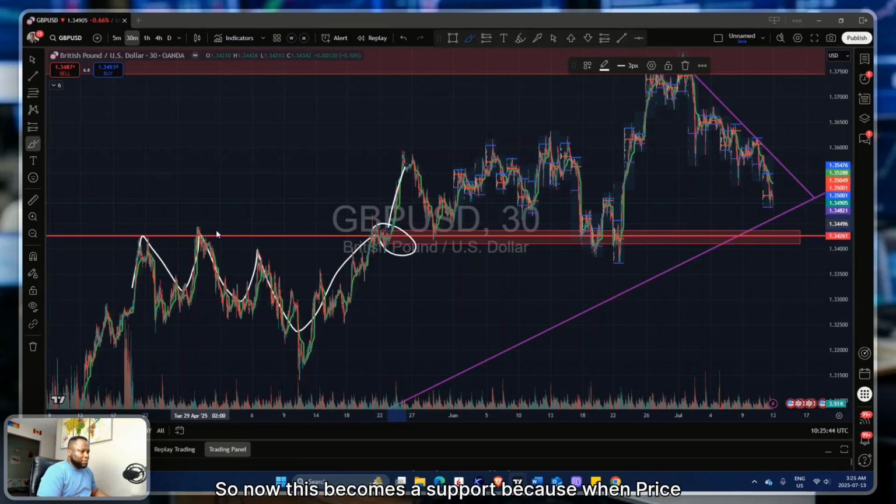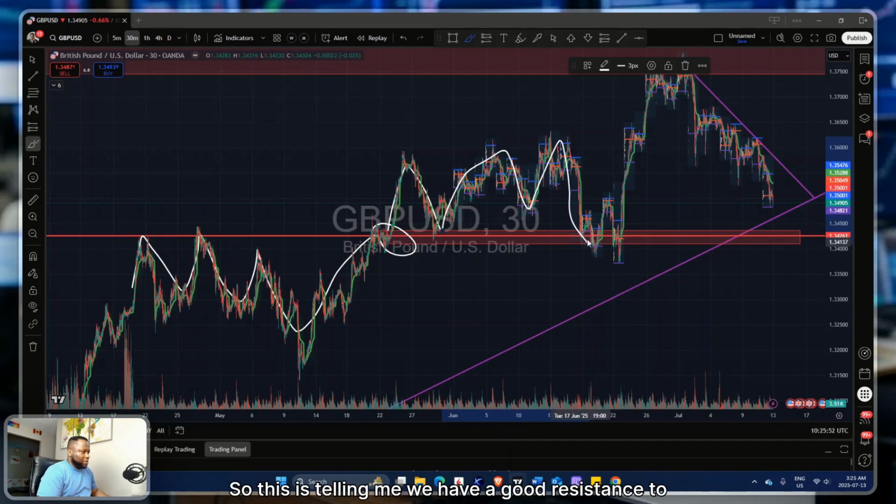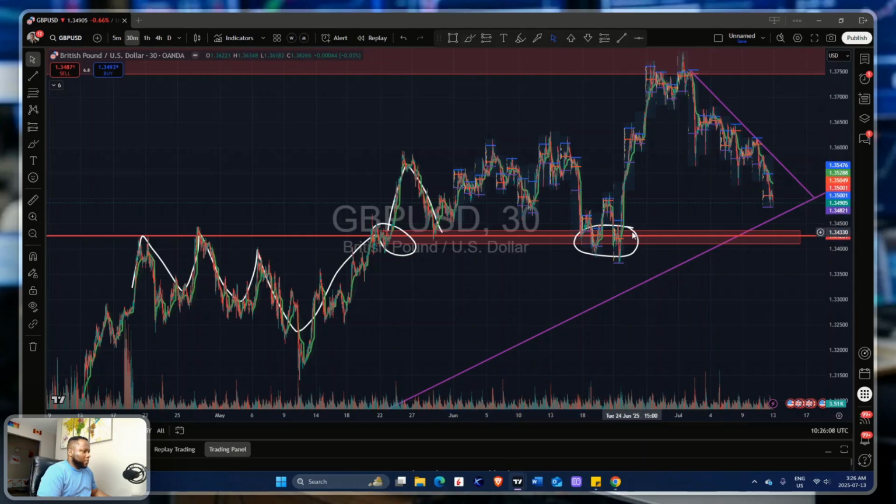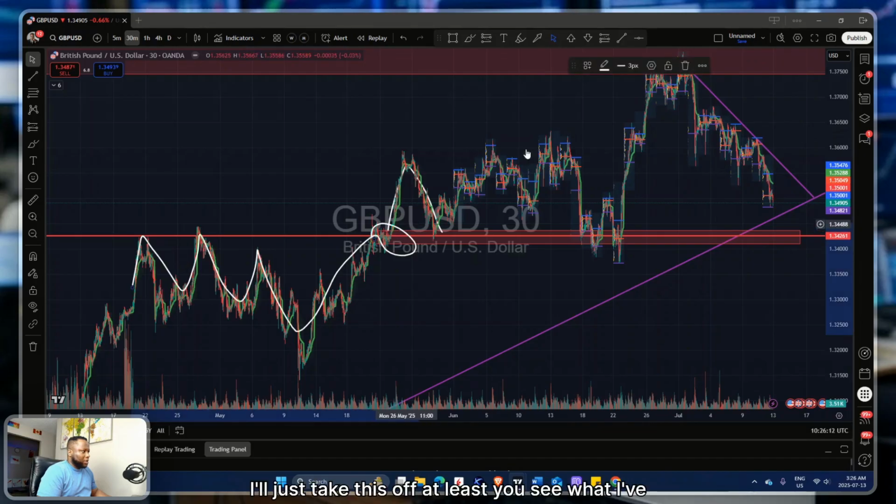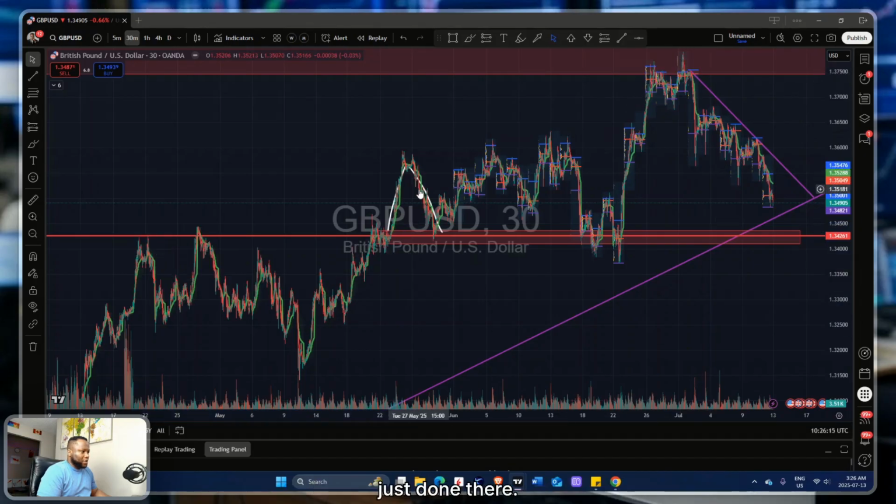So now this becomes a support because when price comes back down, it stayed and went back up, even the third time. This is telling me we have a good resistance-to-support zone here, where I'm expecting that in case price comes back there, we will be having some sort of a confirmation rejection. So that being said, let us get into this. I'll just take this off. At least you see what I've just done there.